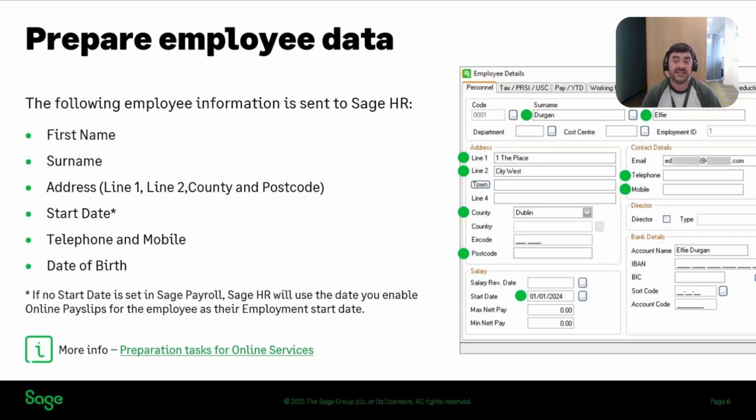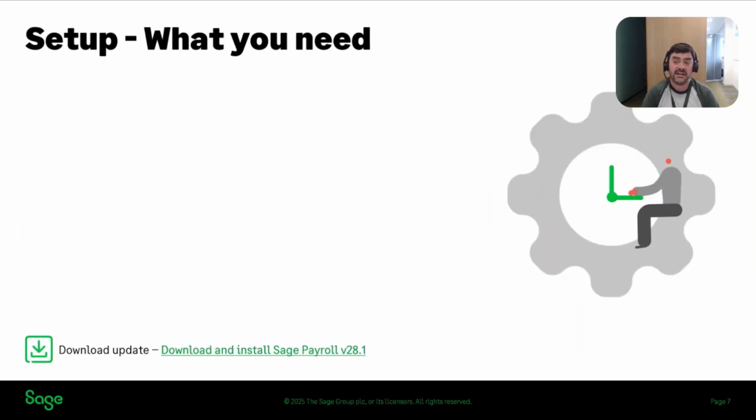So we would suggest that you work through reviewing your employee data, doing a bit of a data cleanse as part of your preparation for setting up online services. We've got some tips on the best ways you can check that information in the guide that I've linked to. Now, if you're happy with the employee details in Payroll, there are a few things you will need to complete the setup. So I'm just going to work through this checklist with you now.